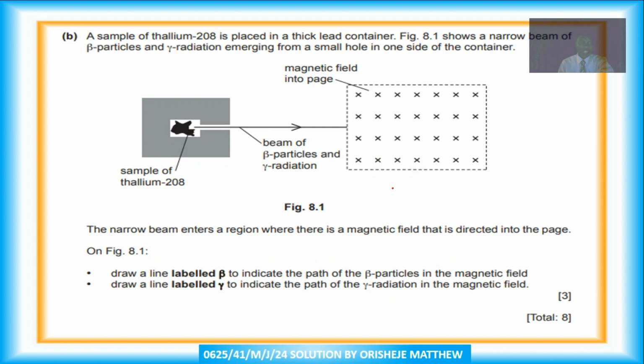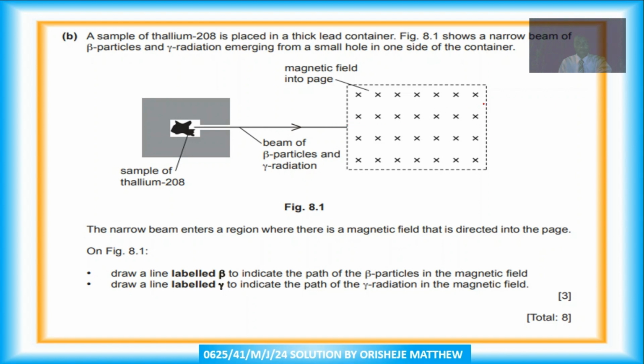8b. A sample of thallium fluoride is placed in a thick lead container to protect the operator from excess exposure to radiation. A narrow beam of radiation emerges from a small hole on one side of the container. The narrow beam enters a region where there is a magnetic field. Now we want to see what is the impact of the magnetic field on radioactive radiations.